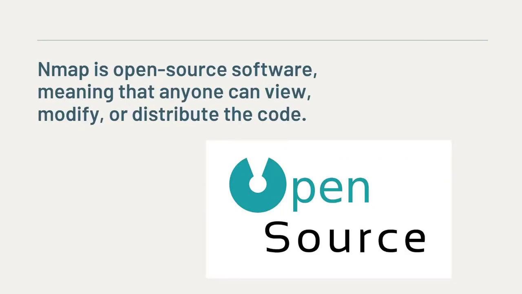Nmap is open source software, meaning that anyone can view, modify, or distribute the code. Open source software is software that has its source code publicly available for anyone to inspect, modify, or share. This means that you can trust Nmap's code because you can see what it does and how it works. You can also customize Nmap's code to suit your needs or contribute to its development by adding new features or fixing bugs. You can also download and use Nmap for free.